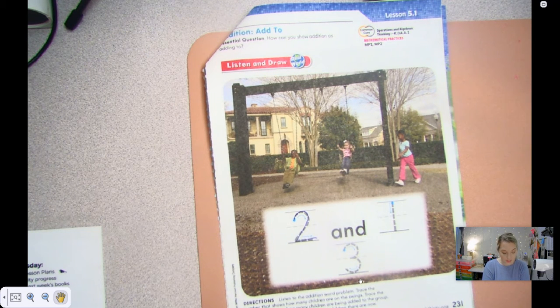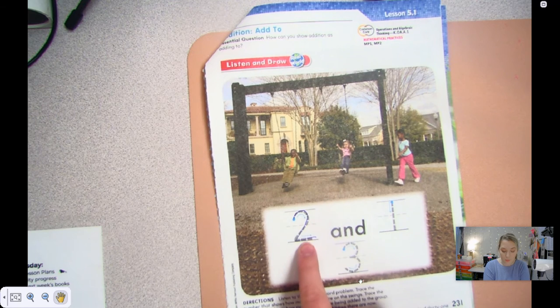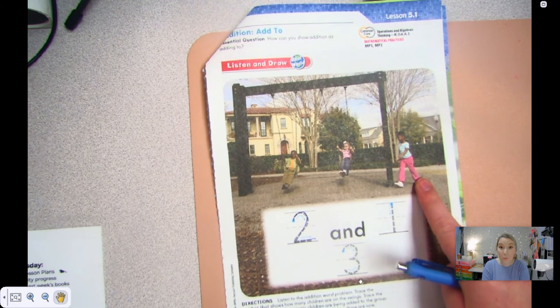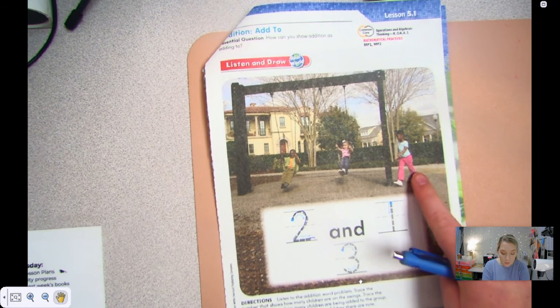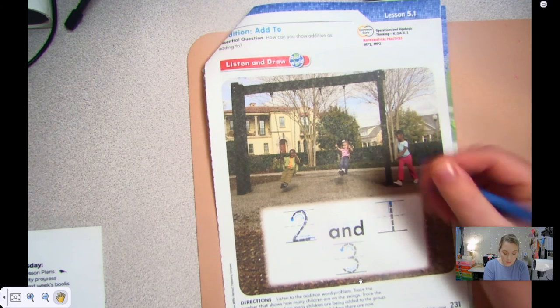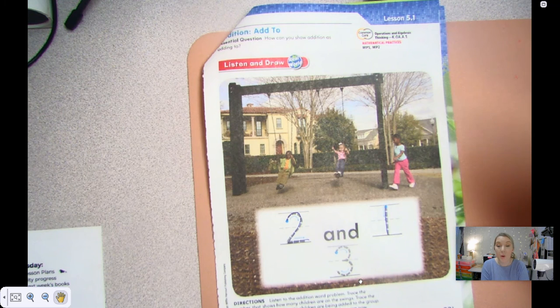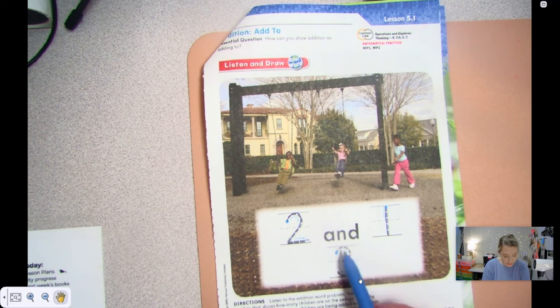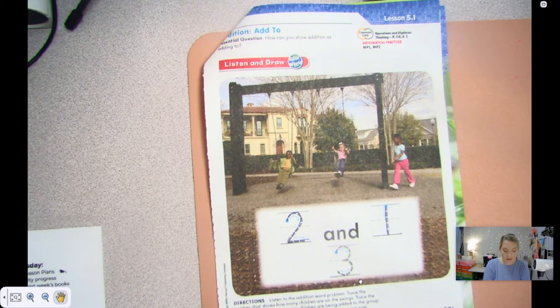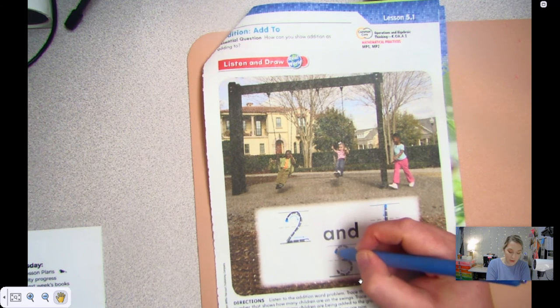Okay, now it says trace the number that shows how many children are being added to the group. So we've got 2 children on the swings, which we've already traced, and then we have 1 friend who's coming over. So 1 friend here, and we've got the number 1 here. And you know how to read numbers, you know how to read words. 2 and 1. Now it says trace the number that shows how many children there are now. So 2 and 1 make 3.